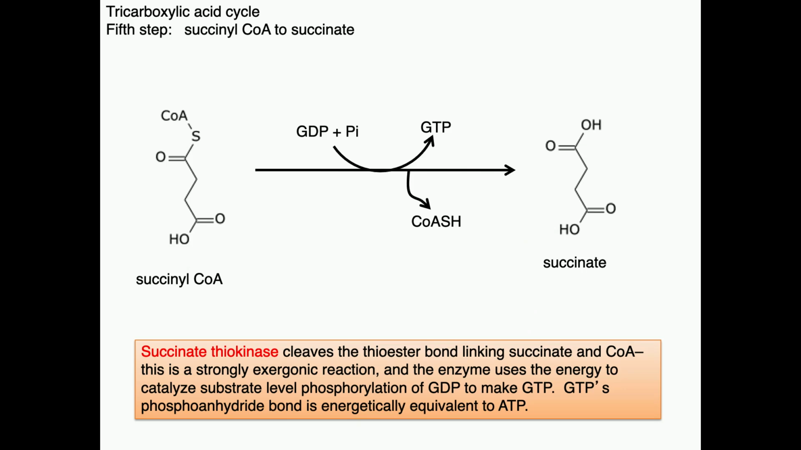This is an energy generating step within the TCA cycle where the high energy bond between succinate and the coenzyme A is broken, and the energy is used to catalyze the addition of inorganic phosphate to GDP to make guanosine triphosphate. Then the dicarboxylate succinate, this is a product.